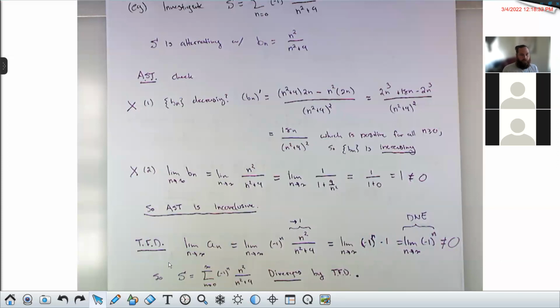But don't make the mistake of saying that because your series fails AST, the series diverges. That's not true. There are plenty of alternating series where the bn's aren't decreasing, but the series still converges. That happens all the time. So failing AST does not automatically mean the series diverges. Okay.